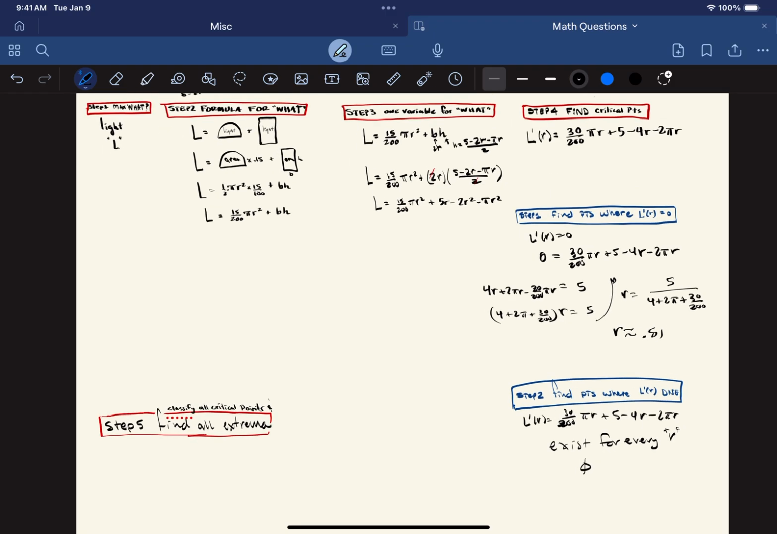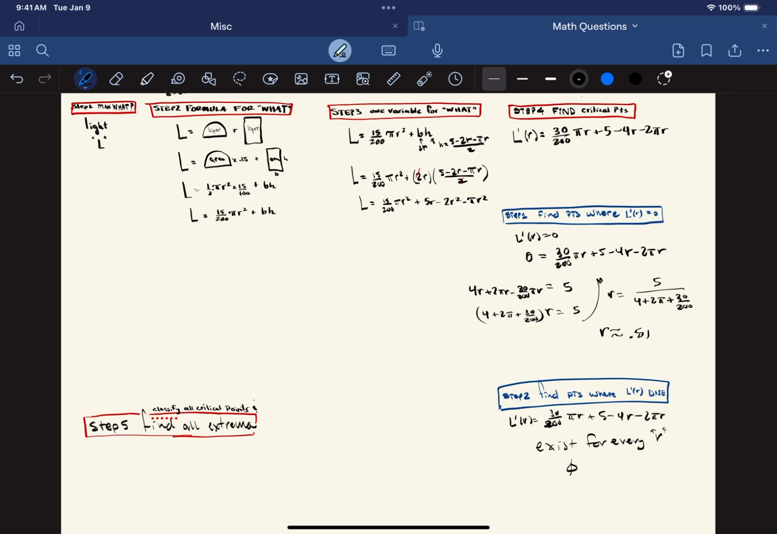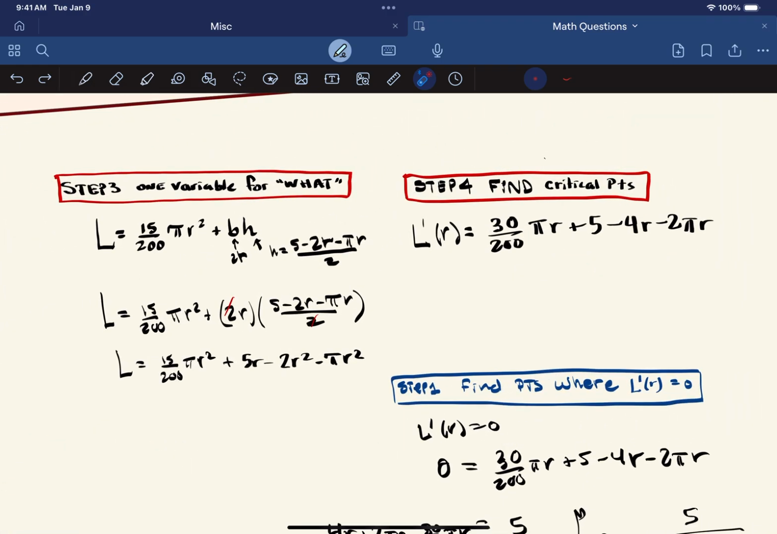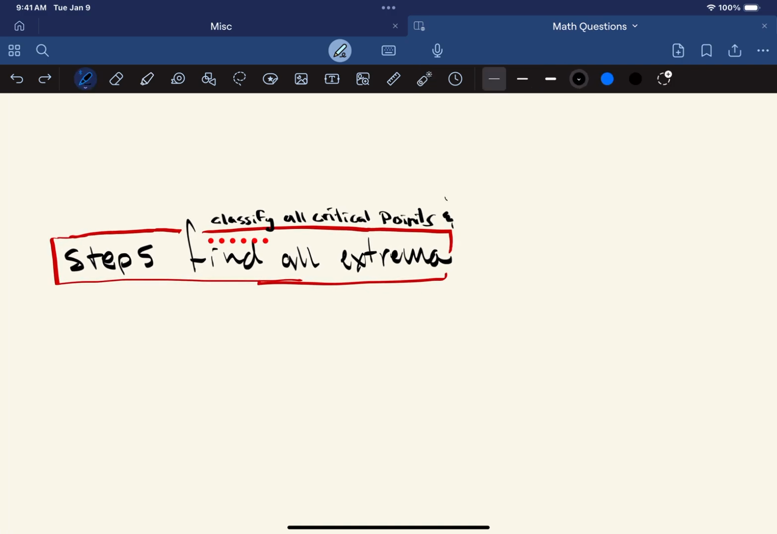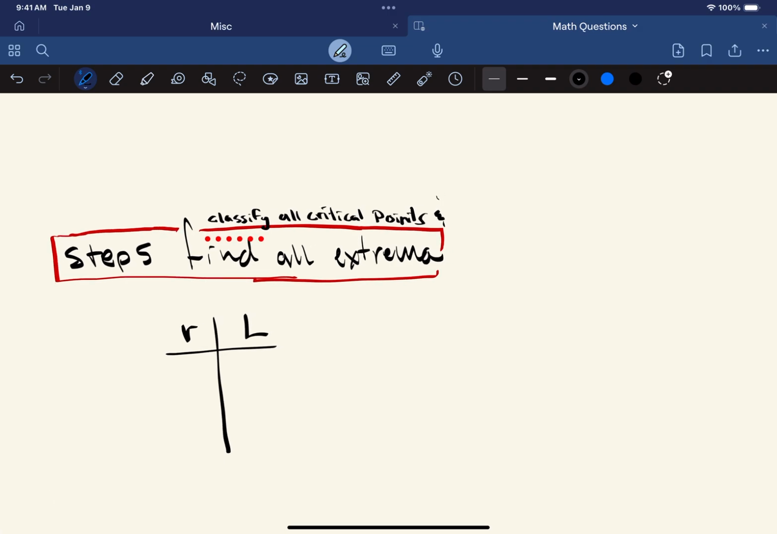And together, I've got a complete list of critical points. I've got a point here, and nothing here. So this is my entire list. And that takes us to the completion of step 4, finding all the critical points. I only found one. Last thing is we've put all our candidates on a little table here. R and the amount of light. So I only found one, which is approximately 0.51.